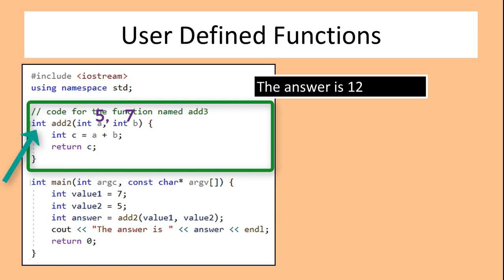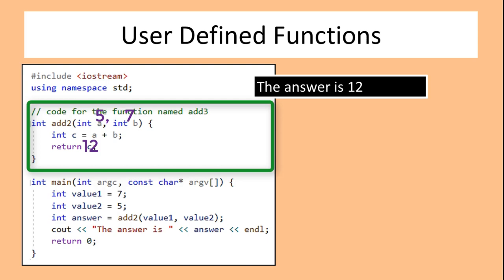The return data type for add2 is declared as an int. The add2 function has two arguments, named A and B, that receive the 7 and 5. A and B are local variables for the add2 function, meaning that they exist only within the program block defined by the curly braces for add2. Another local variable named C is declared within the add2 function. Values in A and B are added together and saved in the variable named C. In this case, C will contain a 12.